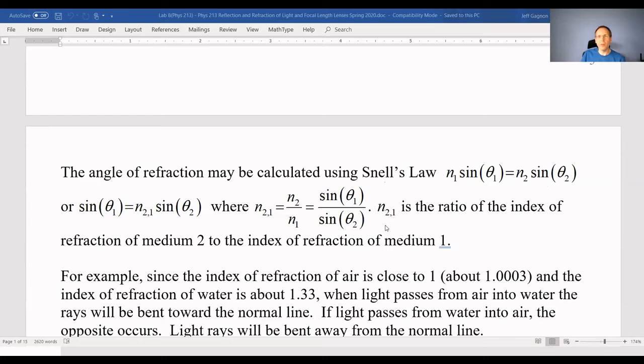So often we're just going to compute the ratio of the indices of refraction. The reason we do that is that N1 is the index of refraction of air, and it's pretty much equal to 1 anyway. So when I compute this ratio, I'm basically finding the index of refraction of the other medium, whether it's water or glass. Okay, so Snell's law is going to be important. It relates the index of refraction and the angle of incidence and angle of refraction.